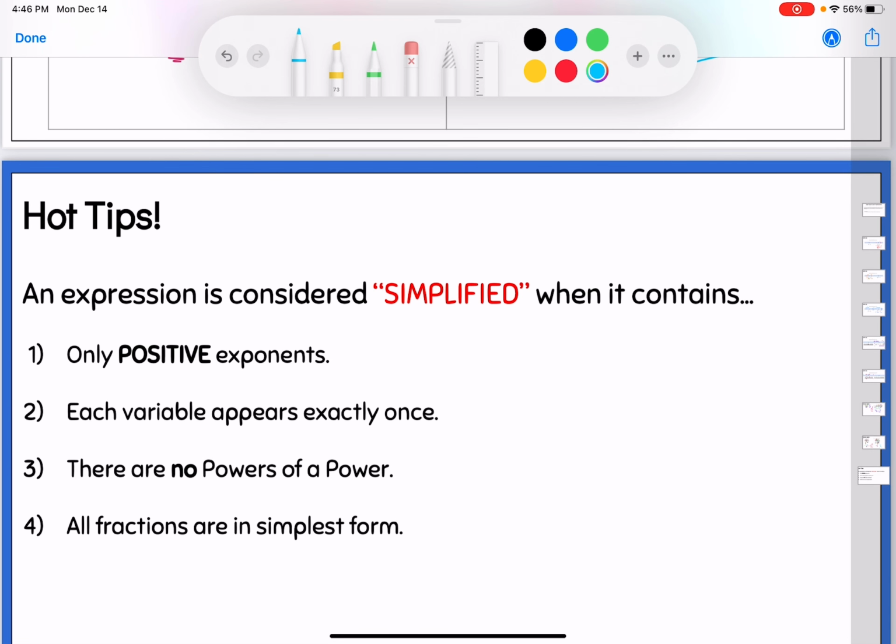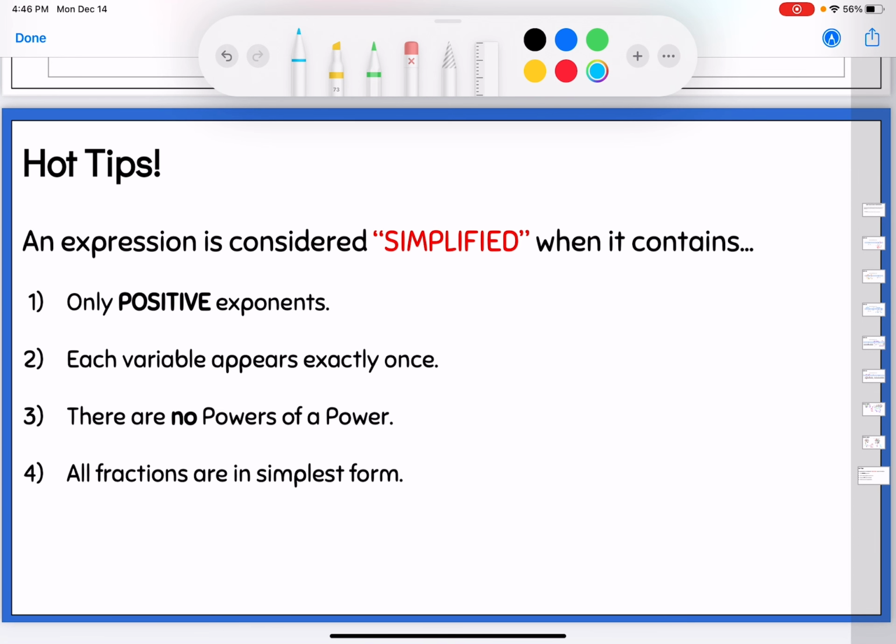So just remember that it's considered simplified when each variable appears only once. There are no parentheses anymore, and all fractions are in simplest form. So just keep that in mind as you're working through these multiple property type of problems.